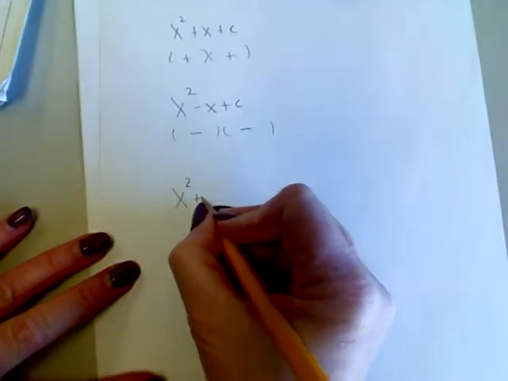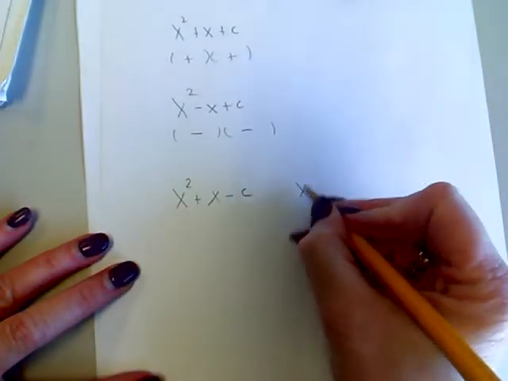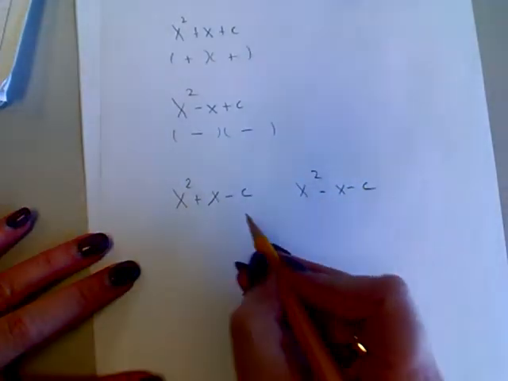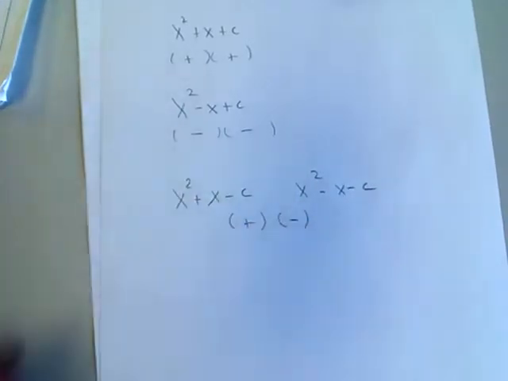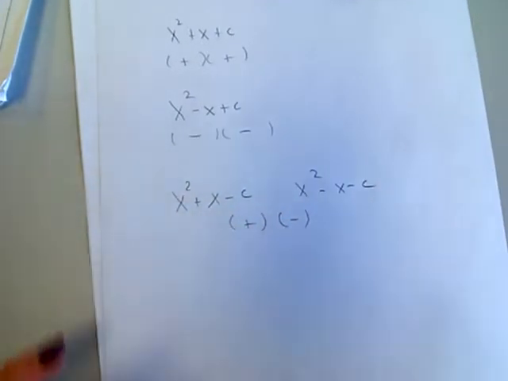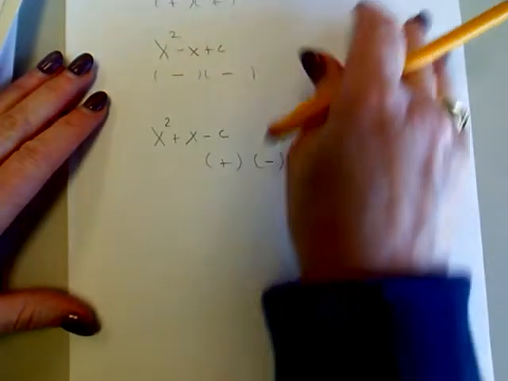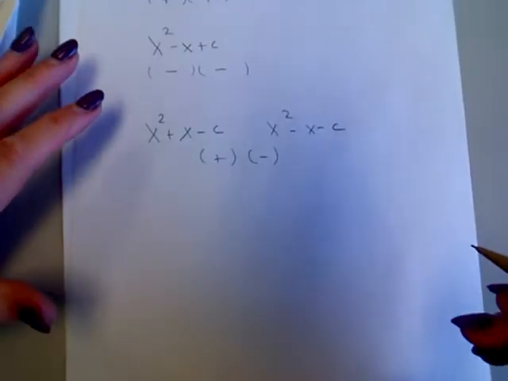If you've got something that looks like this, or something that looks like this, you're going to have one positive and one negative. And not necessarily in that order of the plus minus. I'm going to do a couple of them in just a second. So this will just help you, and like I said, it takes the guesswork out of this.